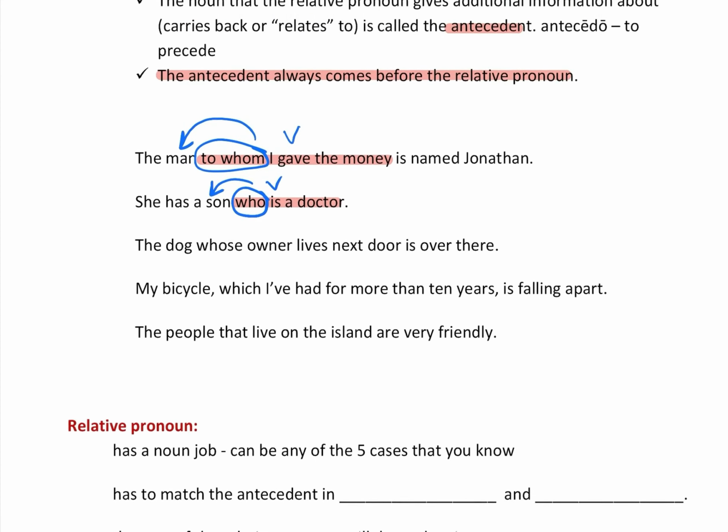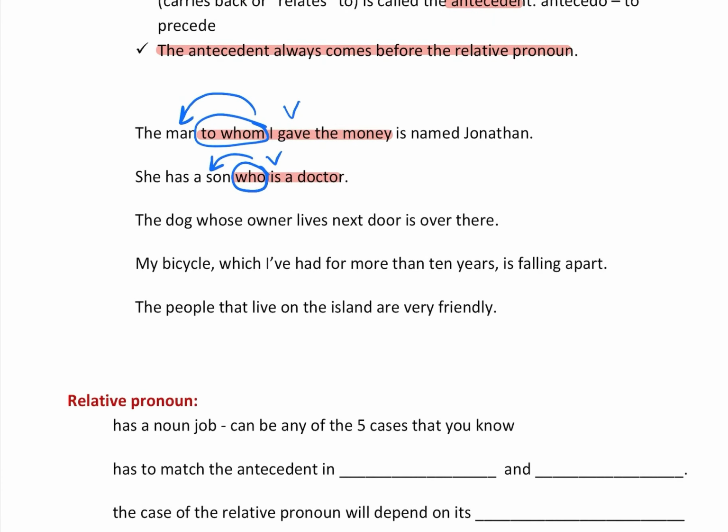The dog whose owner lives next door is over there. Again, what is our relative pronoun? You should be able to start to recognize them. Now, clearly, what does whose refer to? Well, the dog. It's the only noun, the antecedent in front of it, so it has to be. We can also substitute dog here. We would say, the dog's owner lives next door, right? If we substitute it in there, that makes a lot more sense.